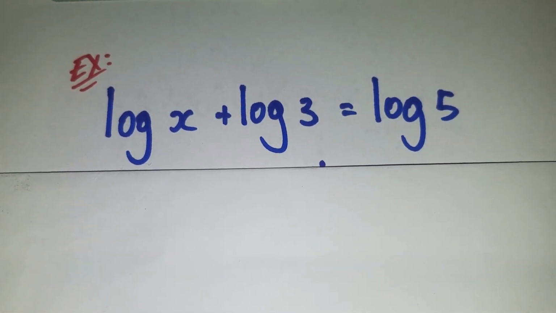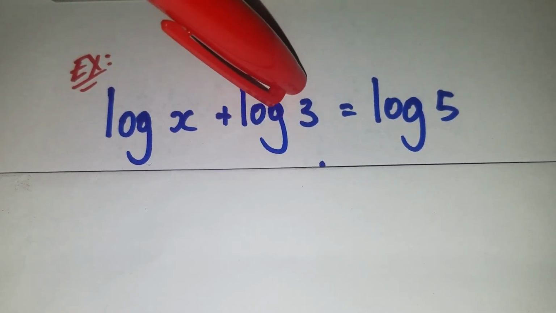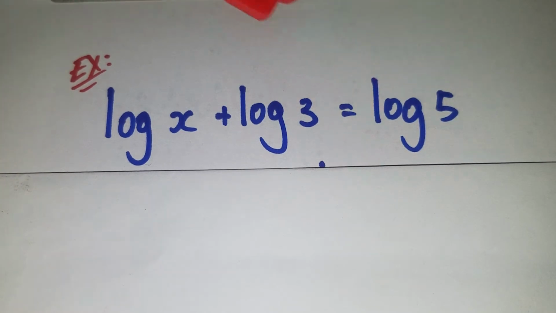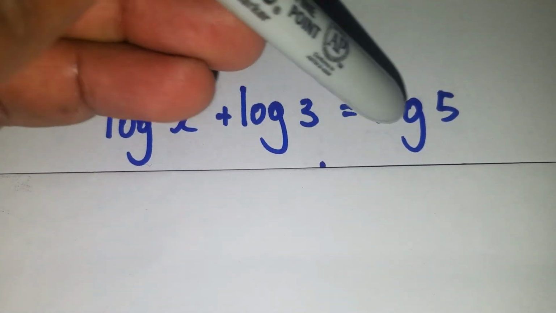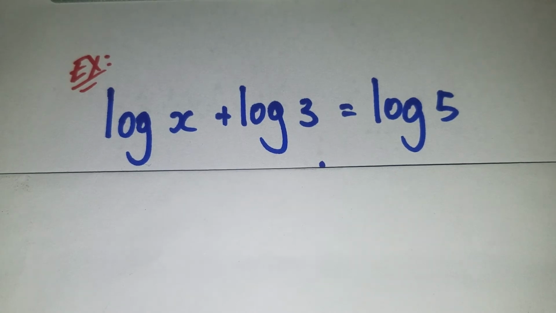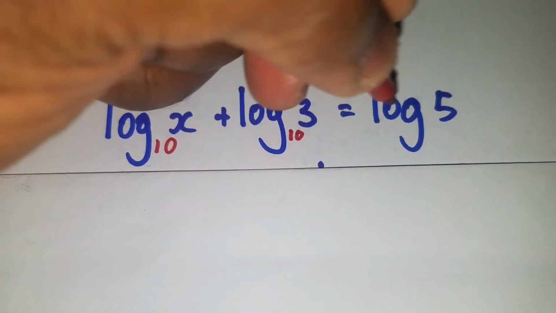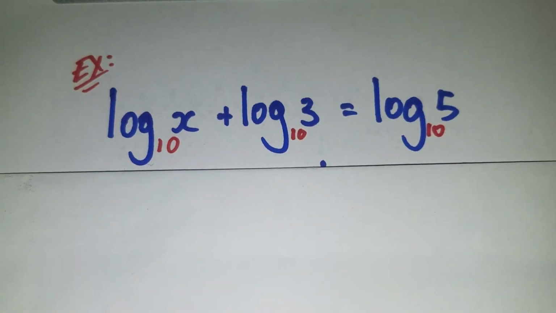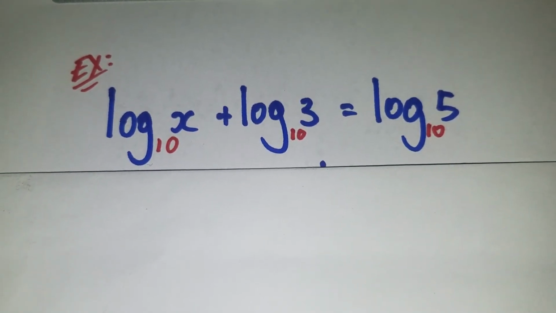Now, first of all, we have here log x plus log 3 equal to log 5, right? However, if you notice, there's no base. Now, what you need to understand is that anytime you do not see a base, you assume it to be base 10. So that's a given.